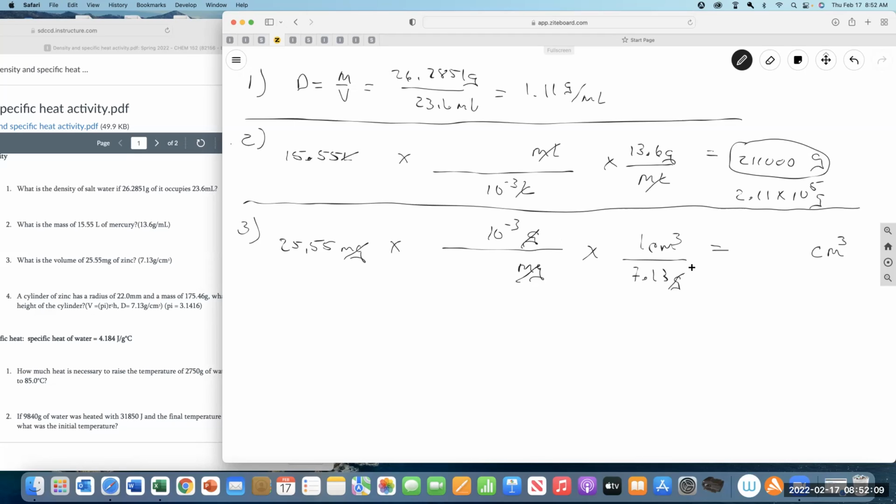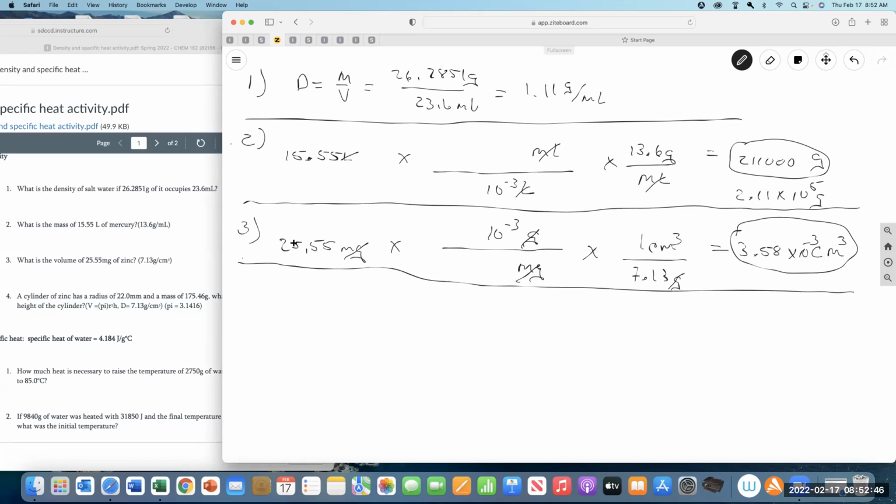Make sure your units work. And so 25.55 times 10 to the minus 3 divided by 7.13. I'm going to put this in scientific notation because it hurts my eyes. All right, so this one also has 3 sig figs. This is going to be 3.58 times 10 to the minus 3rd. And again, you don't have to put it in scientific notation, but it does help.